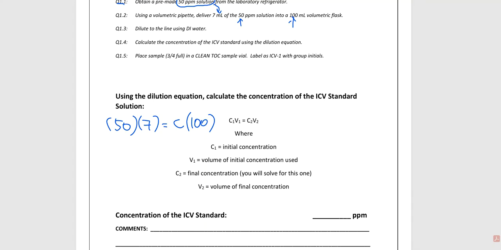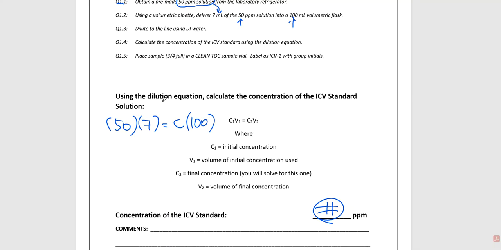So I'm going to do a little bit of math. I'm going to take 50 times 7, hit enter, get a number first, and then you're going to divide by 100. Whatever number you get, that's the number that's going to go here for parts per million. That is the target concentration that you should be seeing on the report when we start obtaining data.